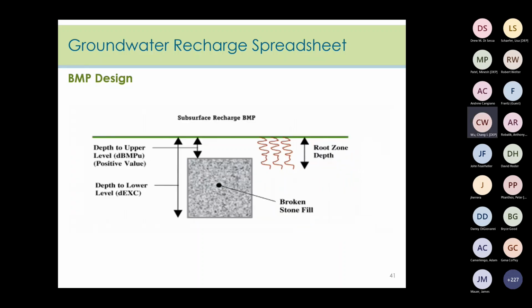And the other situation is like here, where you have a BMP that provides recharge underground, and it has been filled with aggregate. So again, the DEXC will be from the bottom to the ground, and the DBMPU will be from the top of the storage area for the runoff to the ground. And because the vegetation on the ground is above the water level, it's a positive value. And don't ask me why we have such an awkward design of BMP positive and negative values. That was developed in early 2006, or even earlier. We don't know why at the time they designed the spreadsheet this way, so please bear with us.